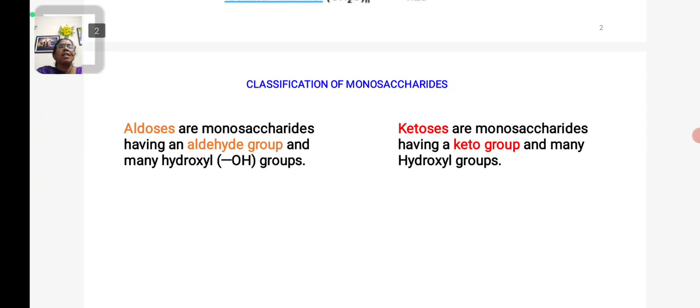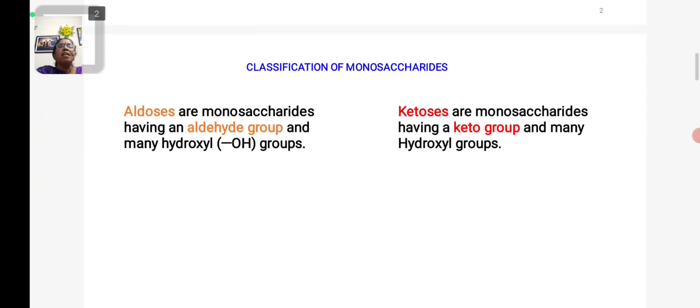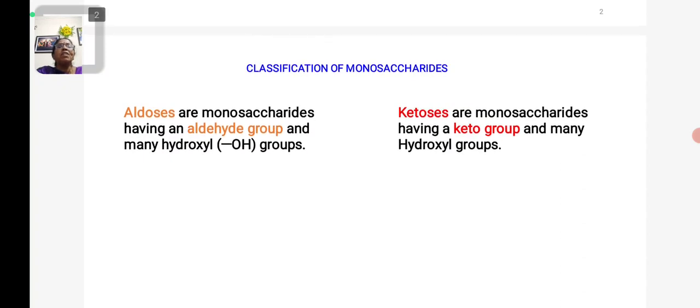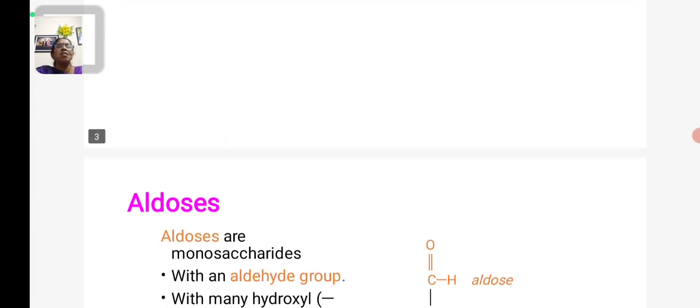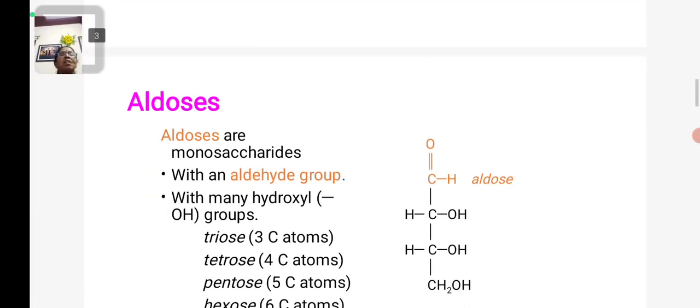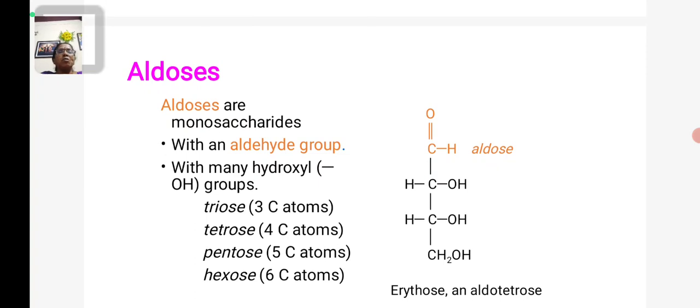Classification of monosaccharides: if the carbonyl group is an aldehyde group along with the hydroxyl groups, then they are said to be aldoses. If the carbonyl group is a keto group and it also has many hydroxyl groups, then that type of monosaccharide is said to be a ketose. That is, aldoses are defined as monosaccharides with an aldehyde group and many hydroxyl groups.